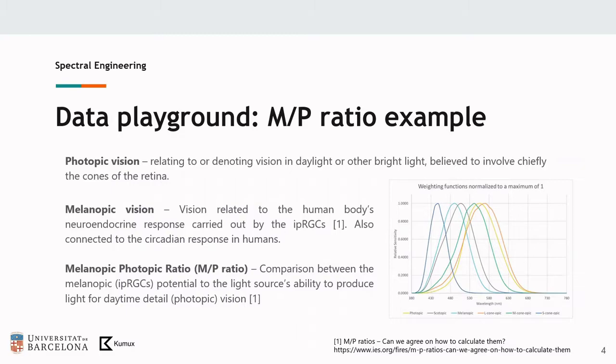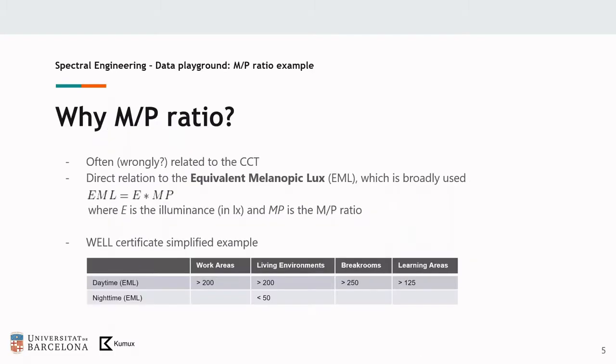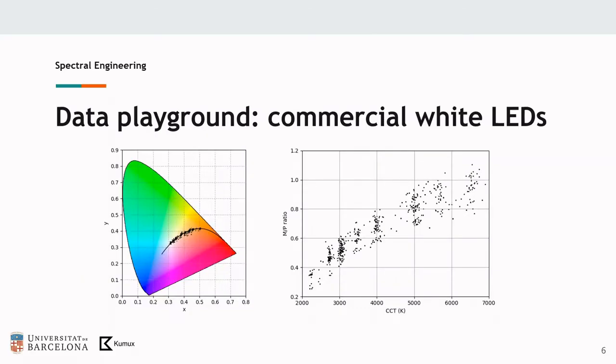So if we divide the melanopic vision by the photopic vision, we get the melanopic photopic ratio, also known as MP ratio. I have chosen the MP ratio because it is often wrongly related to the CCT, although we will see this relationship between them, and because it has a direct relation to the equivalent melanopic lux, EML, which is broadly used, for example, in the WELL certificate. To get the equivalent melanopic lux, you just have to multiply the classical illuminance in lux by the MP ratio.